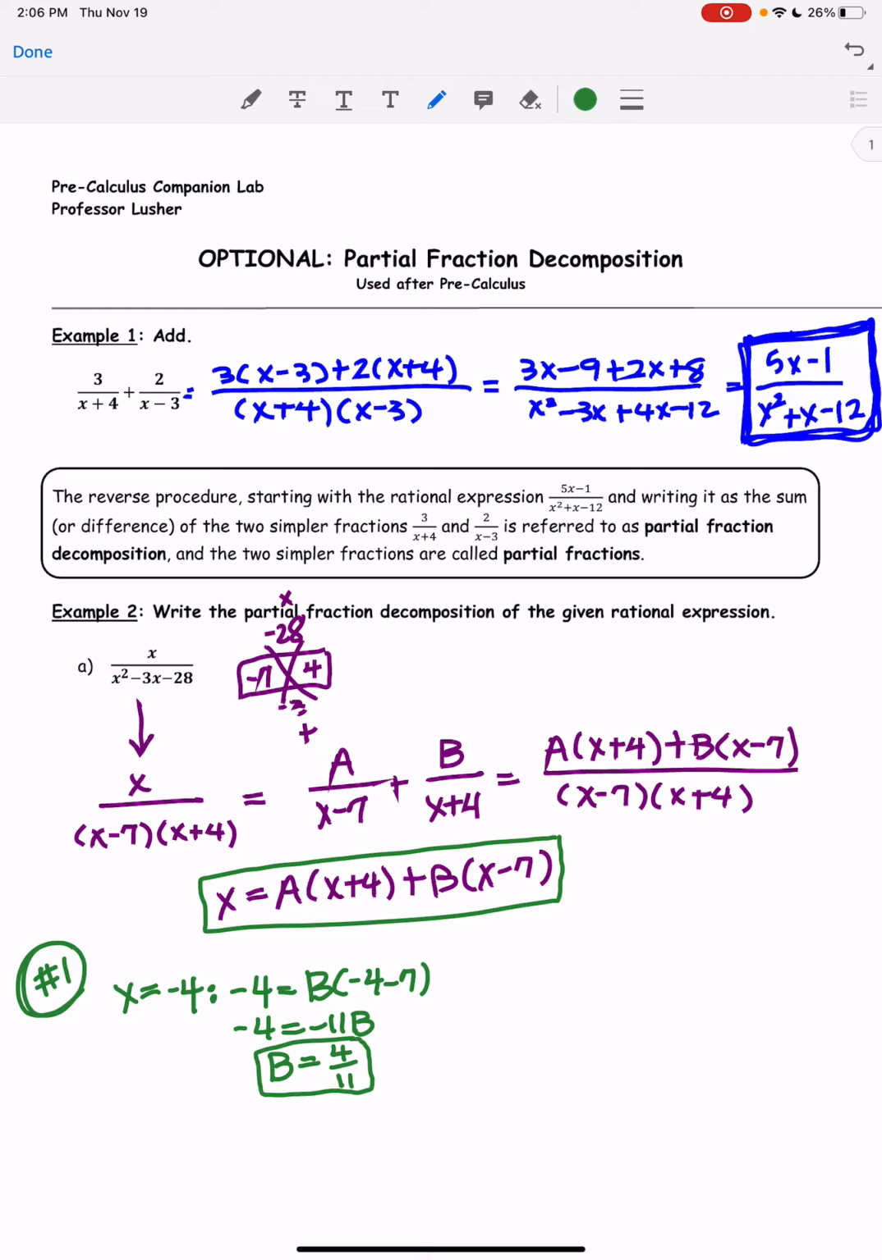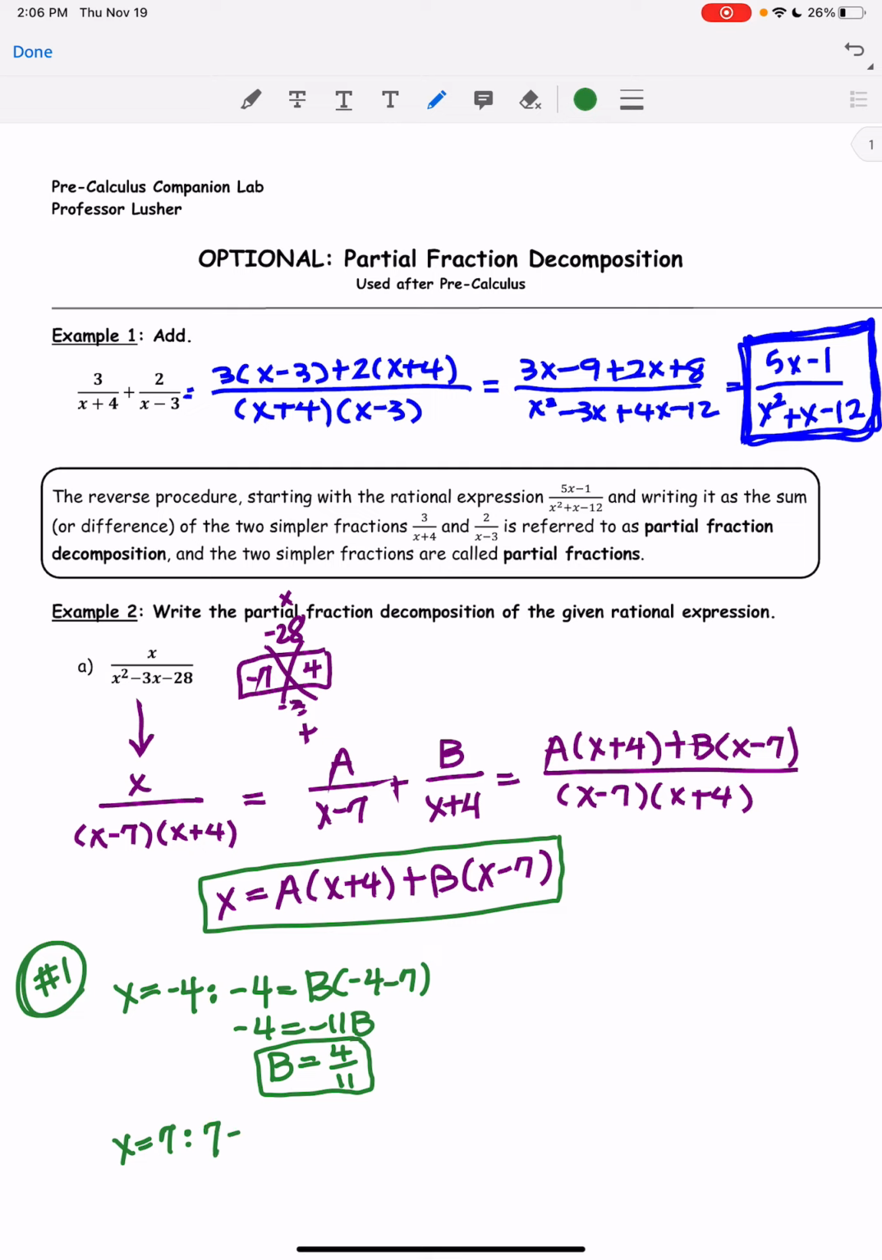Do the same thing to get this term here to cancel out. What do you have to plug into x to make that be 0? And that's going to be 7. And again, you can set up that equation if you need to. But I'm going to have x equal 7. So when x equals 7, plug that in again to all three x's.